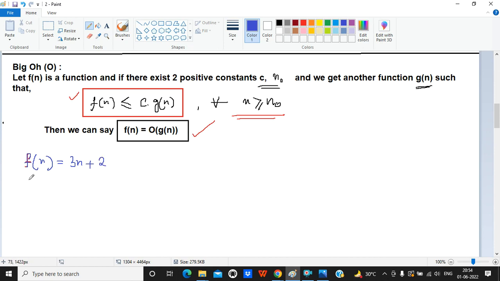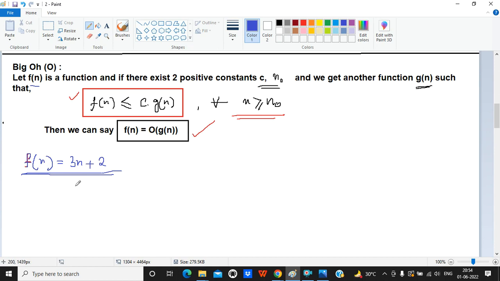Anyway, say this is a function. Suppose this is a function f of n equal to 3n plus 2. Now for this f of n we have to find out the big O. How to find?